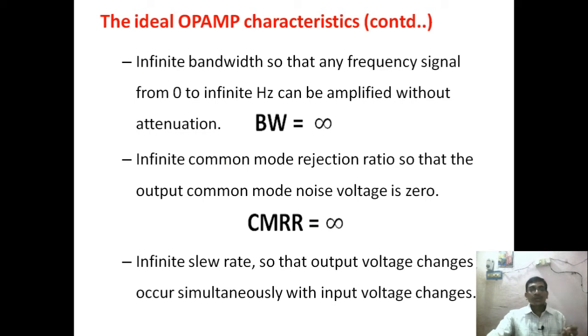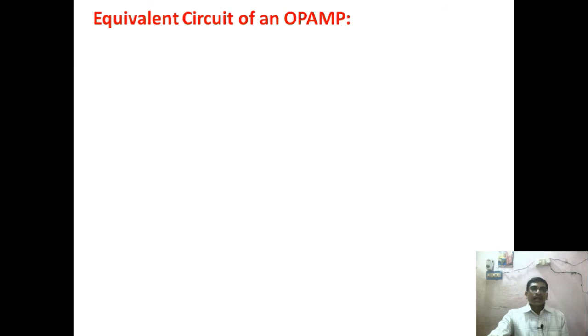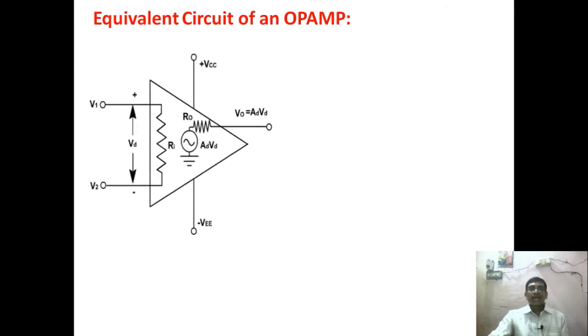So the output voltage changes occur simultaneously with the input voltage changes. The slew rate must be equal to 0. SR is equal to infinite. And the next topic is the equivalent circuit of the operational amplifier.